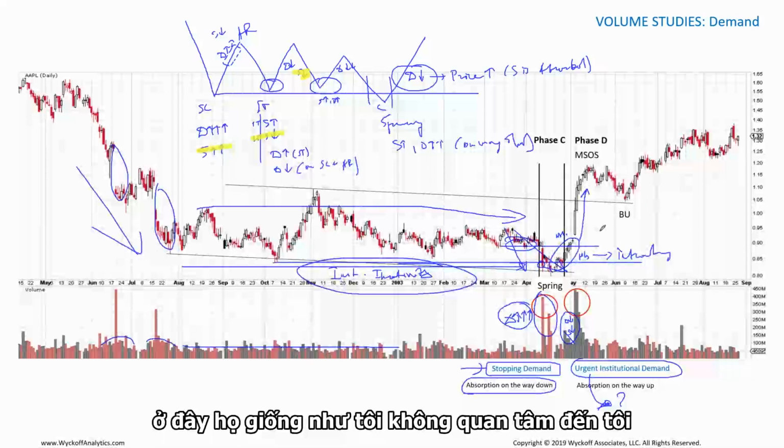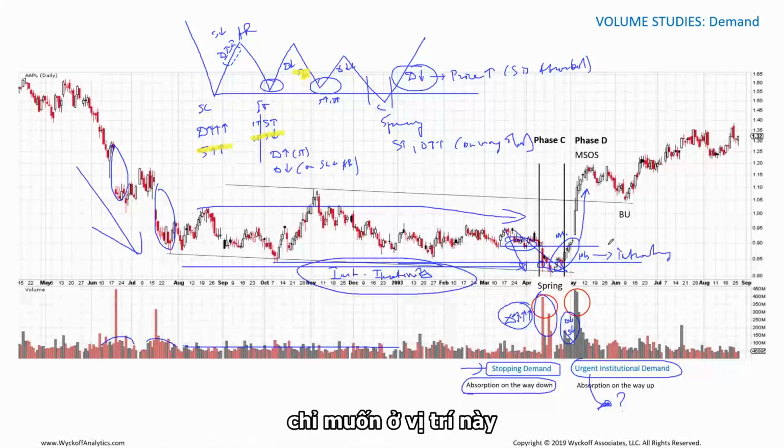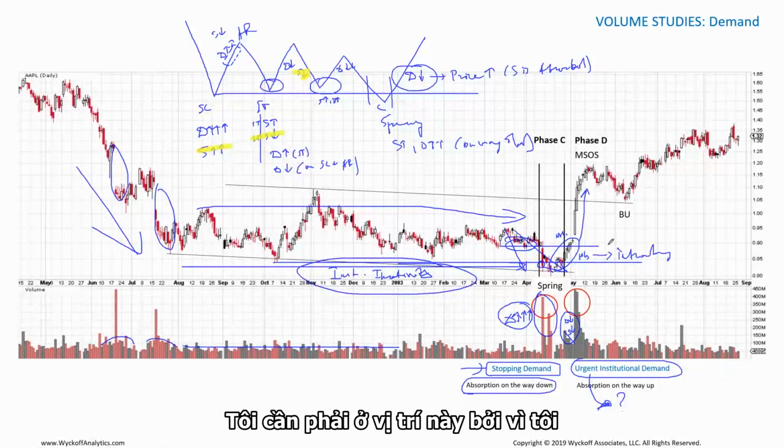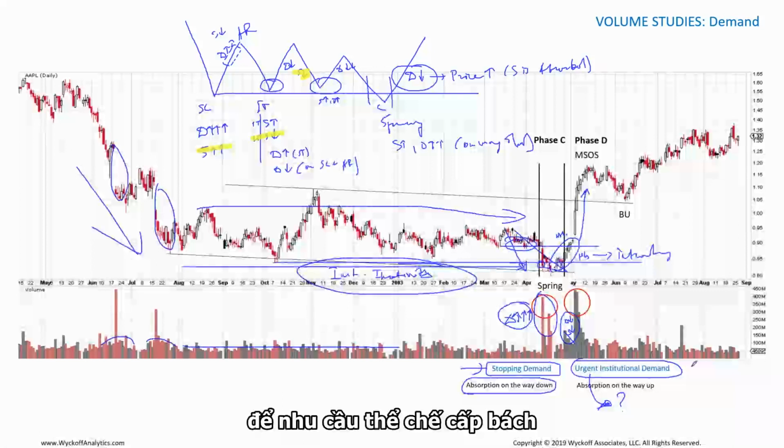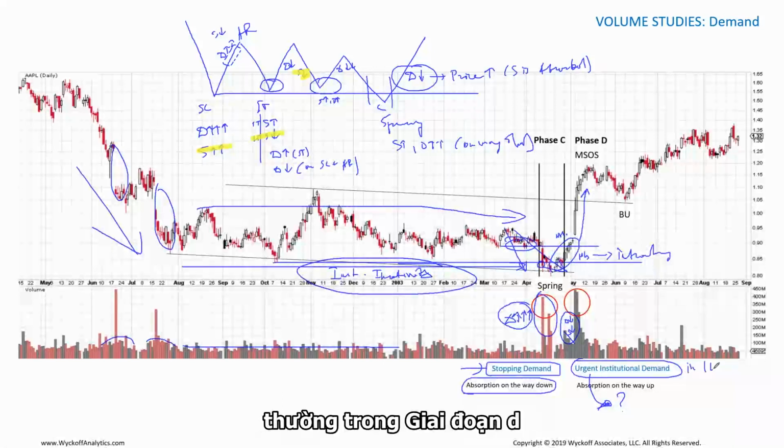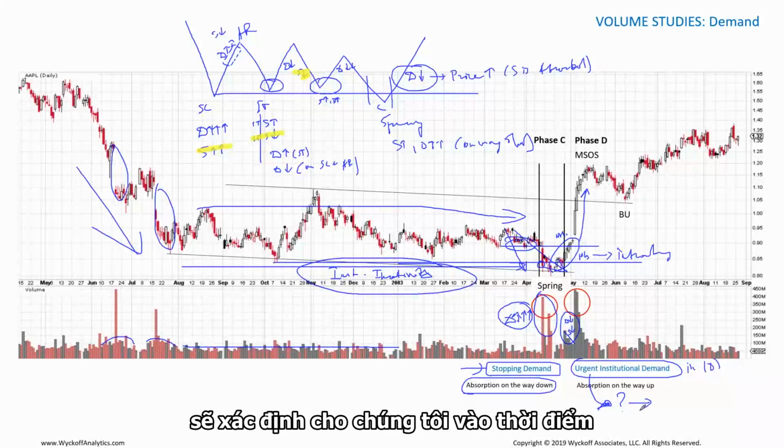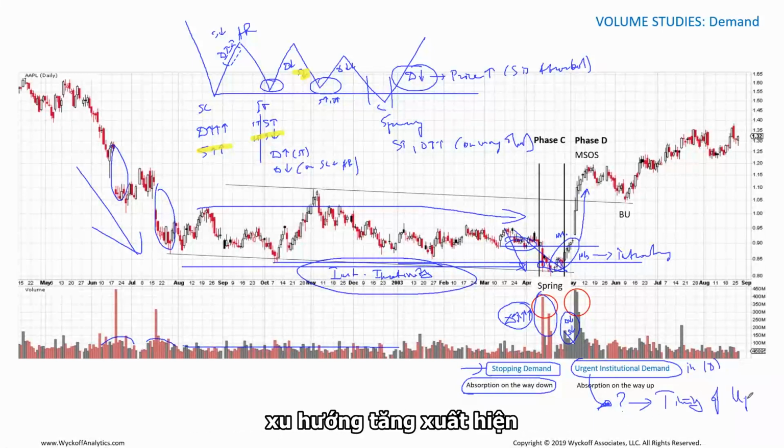Here they're just like, I don't care, I just want to be in this position. I need to be in this position because I see so much value in this position going forward. It's going to be a leadership stock. So that urgent institutional demand, usually in phase D, is going to identify to us a timing of uptrend emergence.